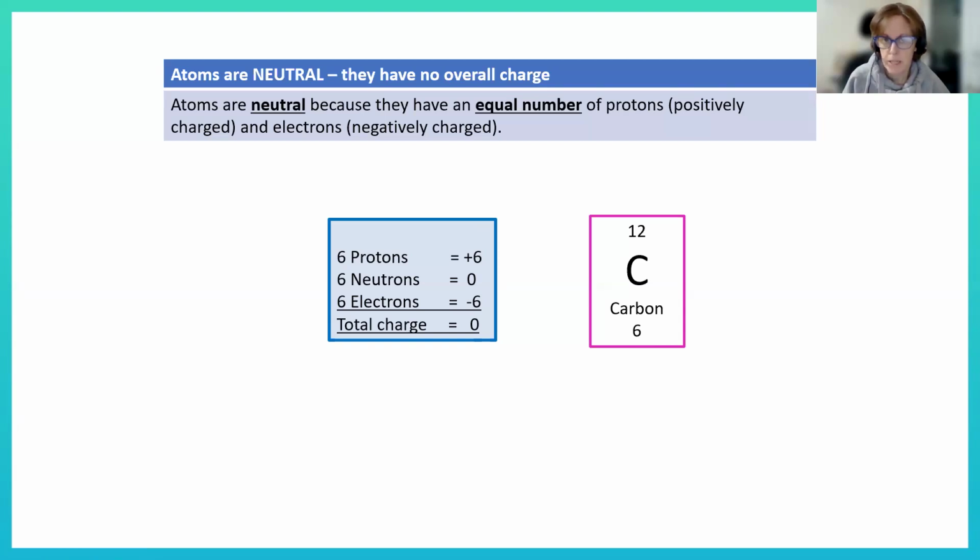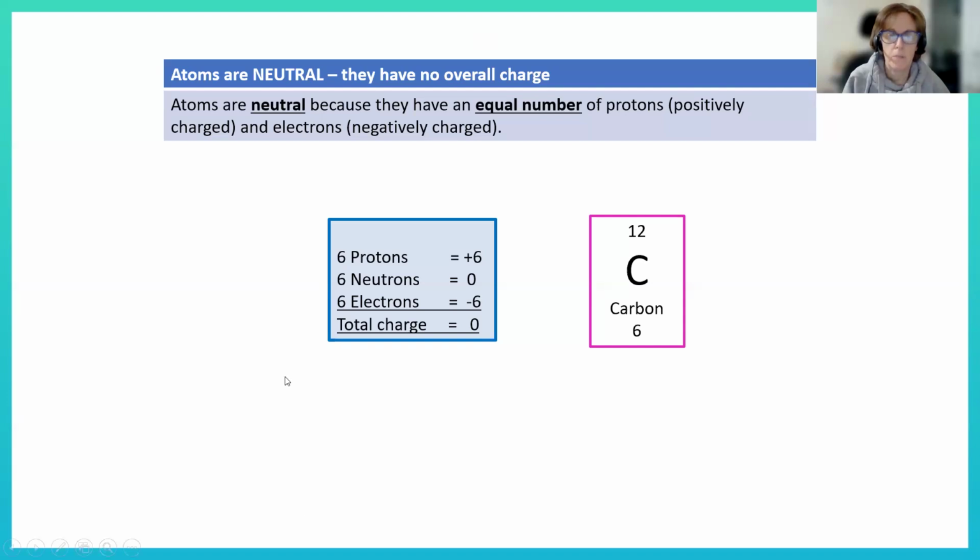So hopefully that makes sense so far. Are we all good with that? Can you let me know in the chat? Does it make sense? Overall, no charge on the atom?